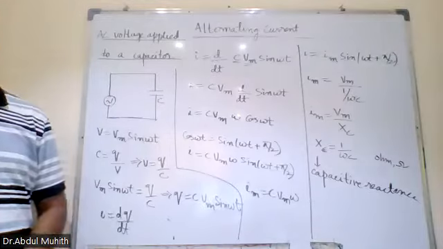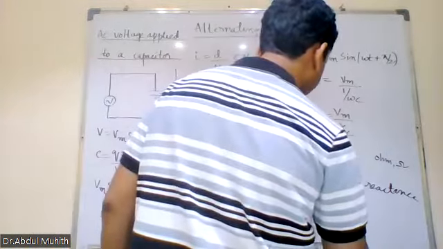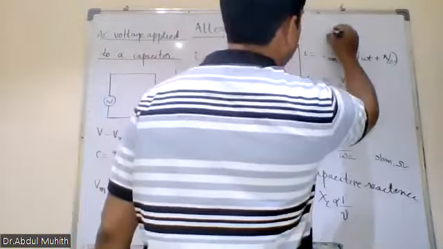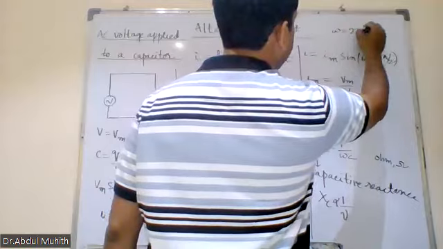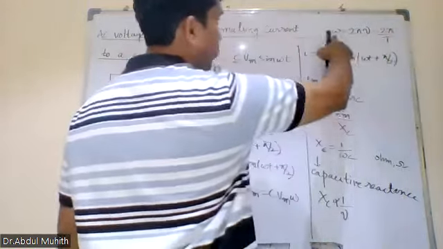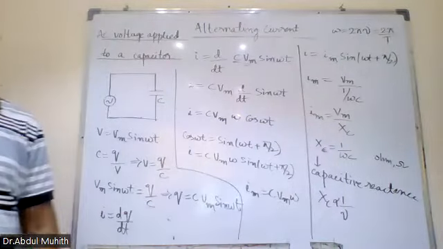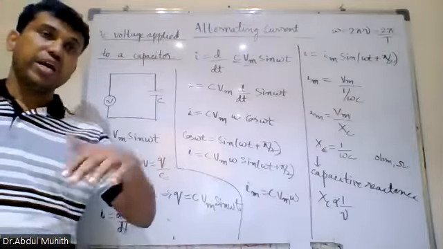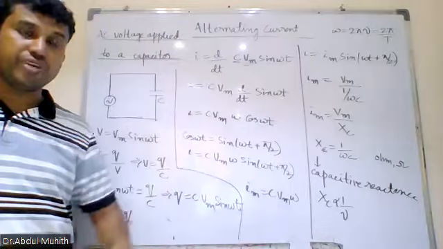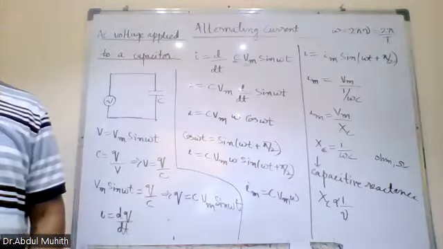Now Xc is proportional to 1 by omega C. Omega is equal to 2 pi nu, keep that in mind. That is why in place of omega we write nu. So Xc is inversely proportional to nu. It means if you are increasing the frequency, the capacitive reactance comes down. Okay.